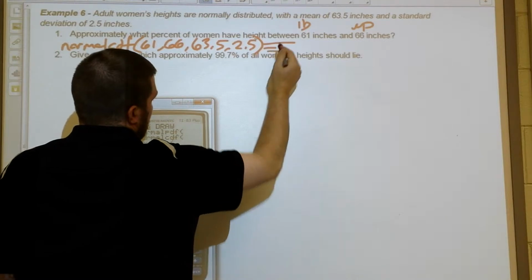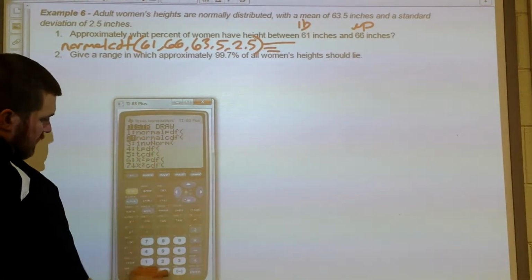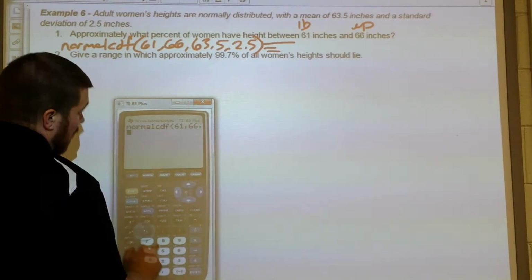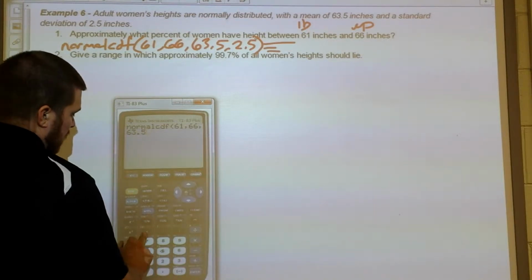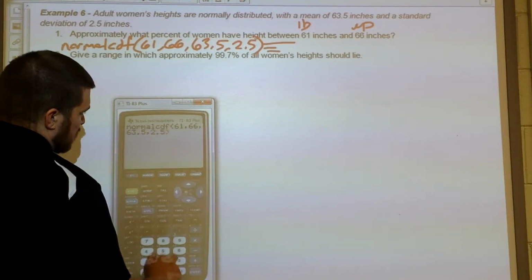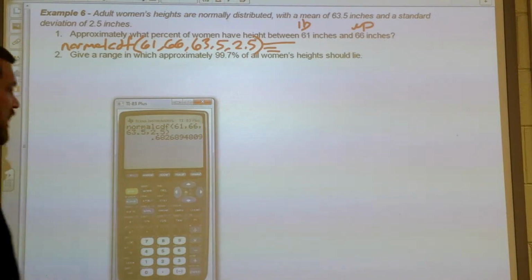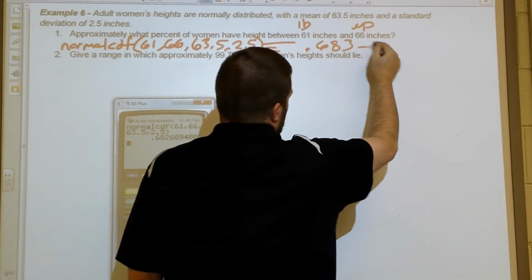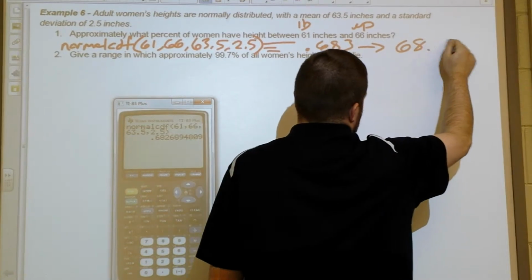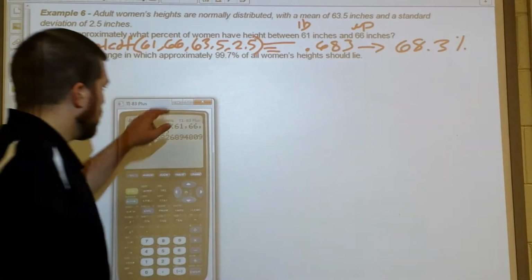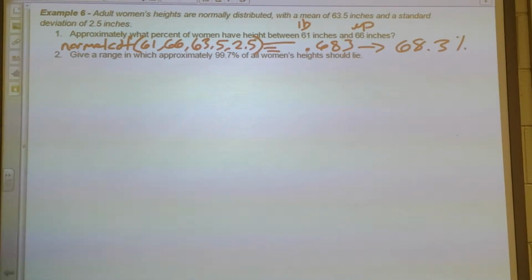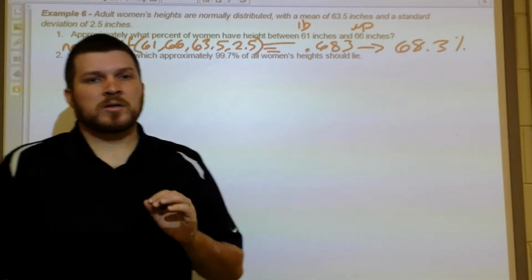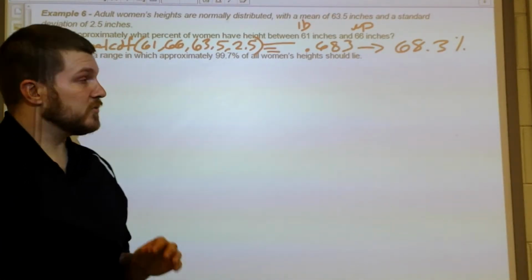If we type that in the calculator, we're going to get a number. So let's type that in. So 61, comma, 66, comma, 63.5, comma, 2.5. That's the normal CDF. And I get 0.683. Which in other words, that translates to about 68.3%. So 68.3% of all women everywhere fall within 61 to 66 inches tall. 68% of all women.